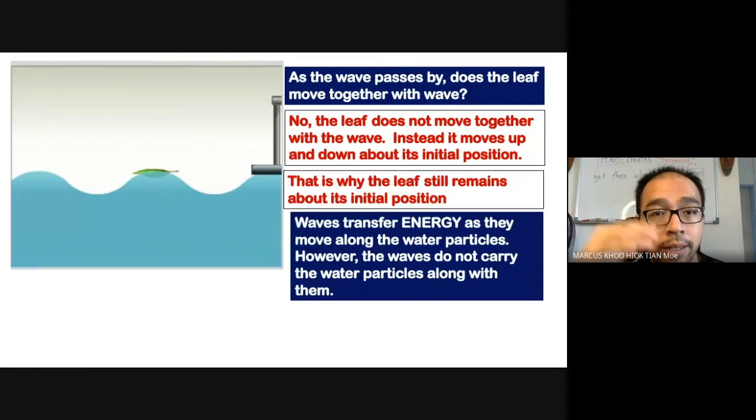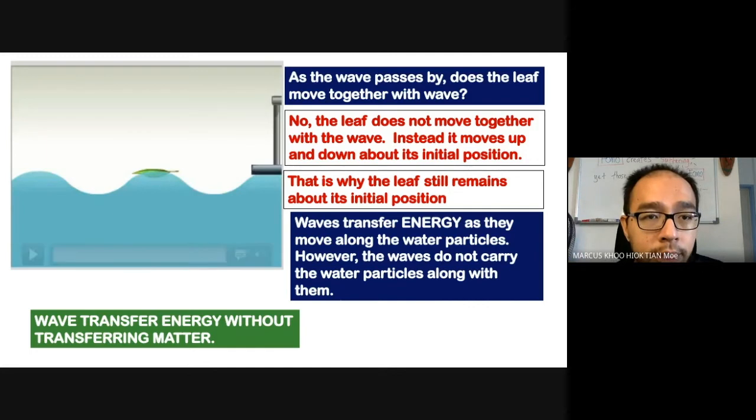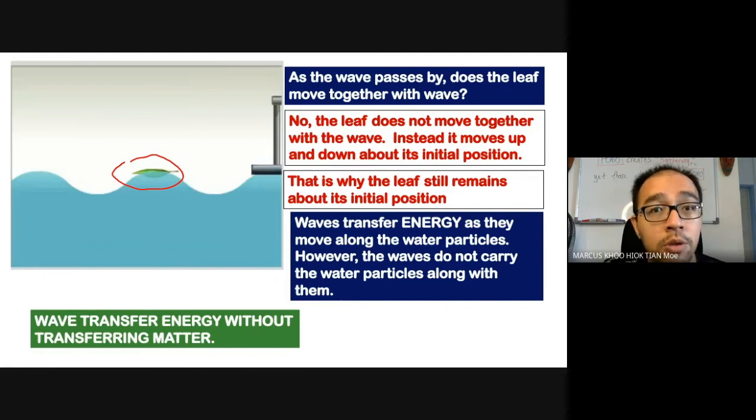That's why the leaf remains in its initial position, because waves transfer the energy without transferring the particle, without transferring matter. If this leaf over here represents a water molecule, you find that the water molecules are actually all remaining in the same place. They are not moving. What is being moved is the energy, the energy that is transferred because of the wave vibration.